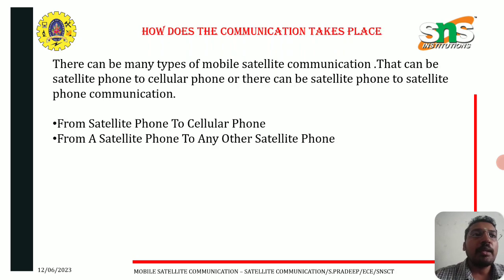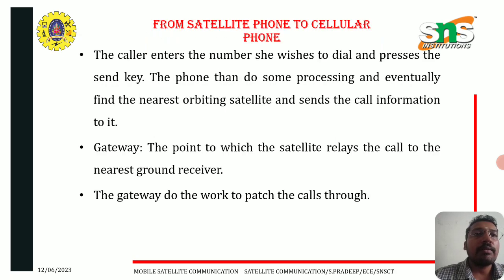How does the communication take place in mobile satellite communications? There can be many types of mobile satellite communication. That can be satellite phone to cellular phone, or satellite phone to satellite phone communication. In satellite phone to cellular phone communication, the caller enters the number she wishes to dial and presses the send key. The phone then does some processing and eventually finds the nearest orbiting satellite and sends the call information to it. The point to which the satellite relays the call to the nearest ground receiver is the gateway.